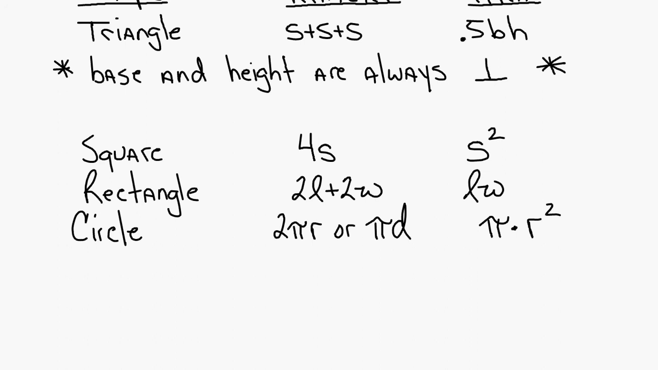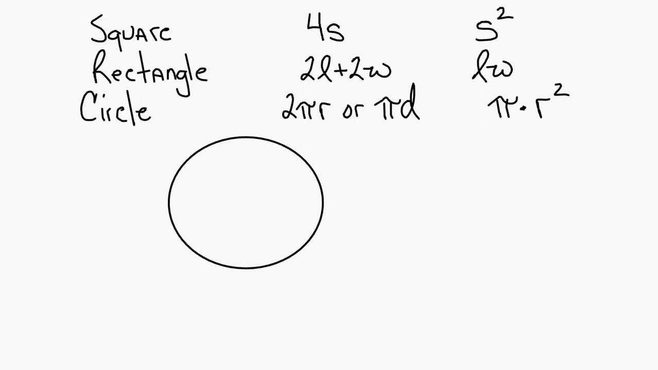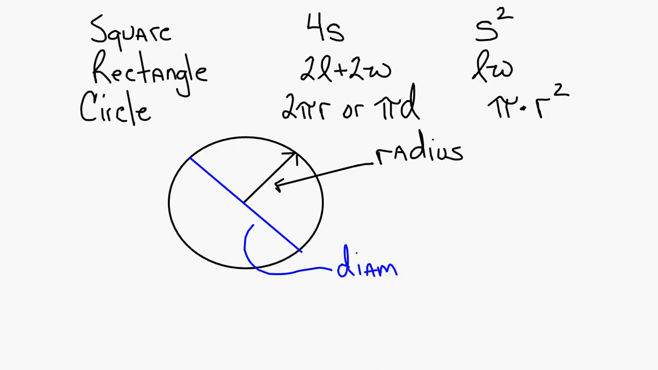And just because, we'll do a quick review on a circle. This dimension that goes from the center of the circle to the side of the circle is called the radius. And then you've got a dimension that goes from one side of the circle to the other side, and it goes through the center. That's called the diameter. Diameter equals 2 times the radius. Radius equals diameter divided by 2.